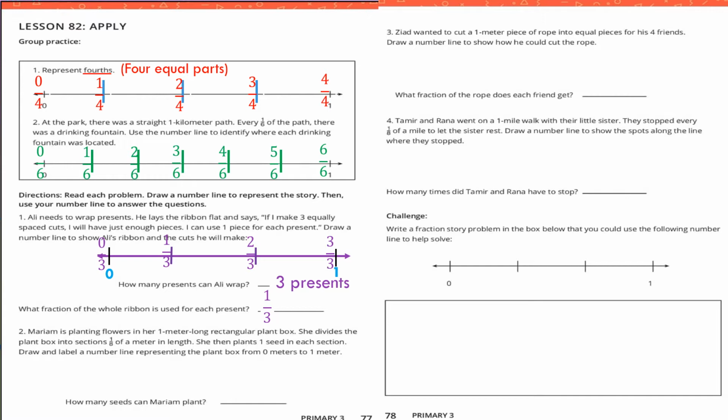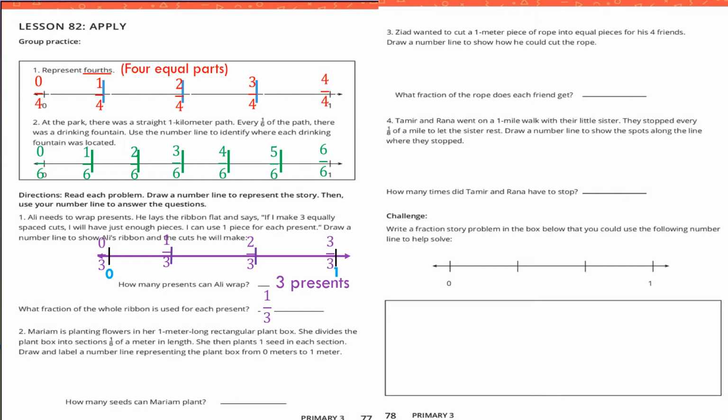The last example in this page, number 2, Mariam is planting flowers in her 1 meter long rectangular plant box. She divides the plant box into sections, 1/8 of a meter in length. She then plants one seed in each section. Draw and label a number line representing the plant box from 0 meters to 1 meter. Okay, here she divides the plant box into sections. Okay, the fraction here is 1/8.